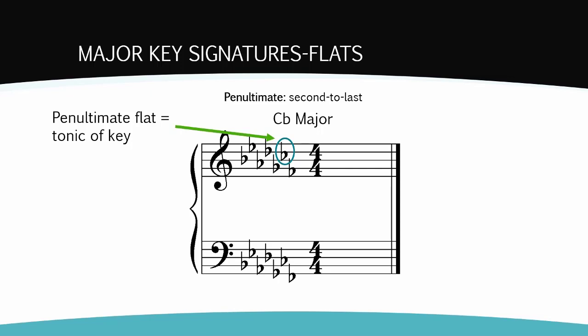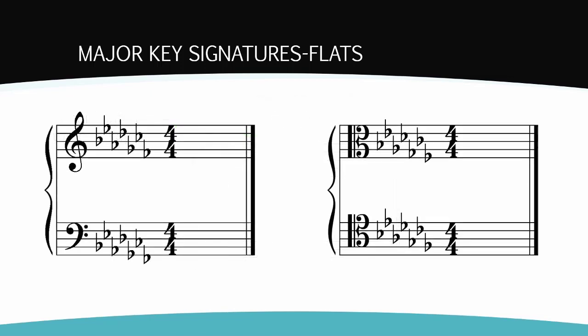Flat key signatures also have a specific placement on the staff, but remembering the order is a little easier than the sharps. No matter what the clef, you always start with B flat, then you add the remaining flats in the order of up, down, up, down, up, down.